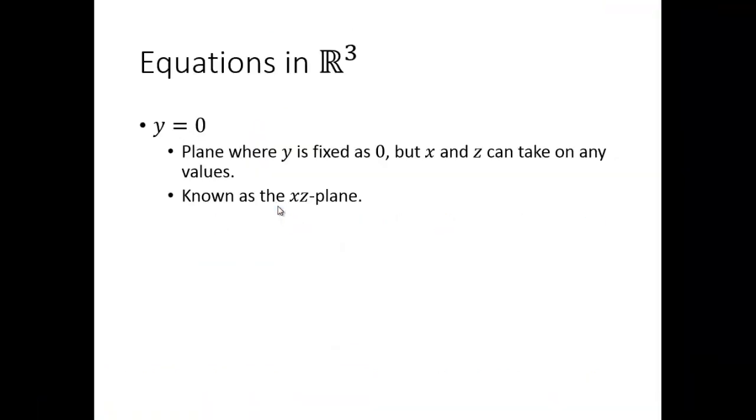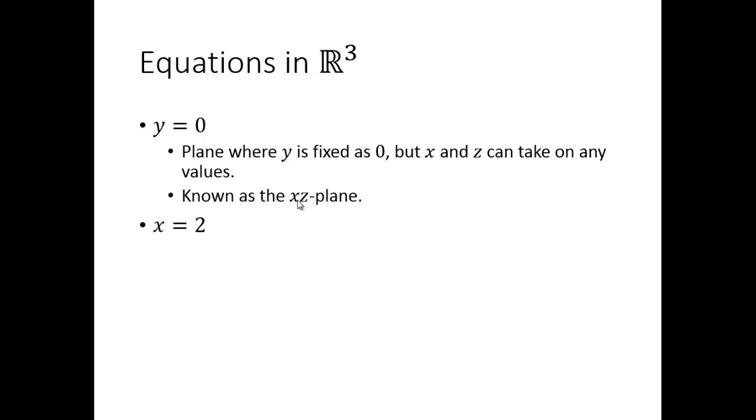Now, this particular one is known as the xz plane. So we have two variables in a plane like x and z. That means the third variable is 0. This is assuming we're in R3. So you could talk about the xy plane, which would be where z equals 0, or the yz plane, which would be where x equals 0.